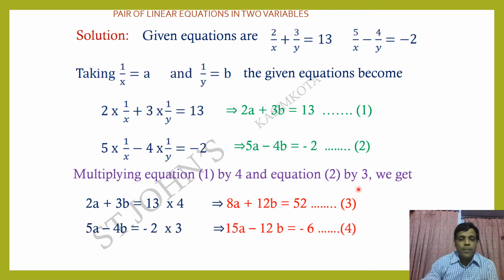At the next step, 5a − 4b = −2, multiplied by 3: 3 into 5a is 15a, 3 into −4b is −12b, 3 into −2 is −6. Are you clear? 4 into 2 is 8, 4 into 3 is 12, 4 into 13 is 52. And for the second one, 3 into 5 is 15, 3 into 4 is 12, and 3 into 2 is −6. Okay, those are the coefficients. Now, to solve these two equations.